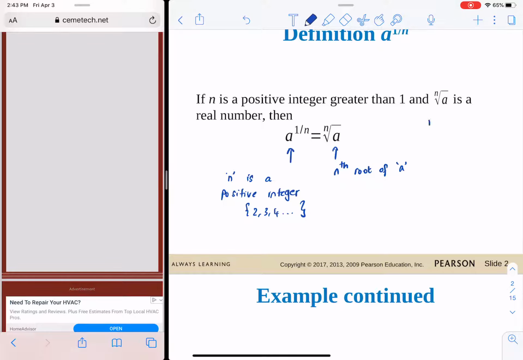So if n is 2, what we have is the square root. If it is 3, we have the cube root. 4, we have the fourth root, and so on.